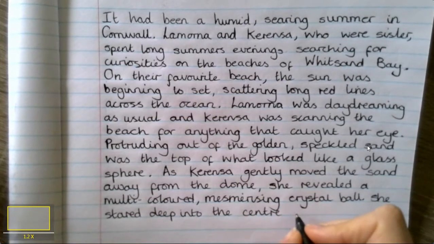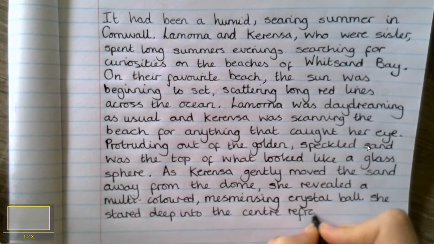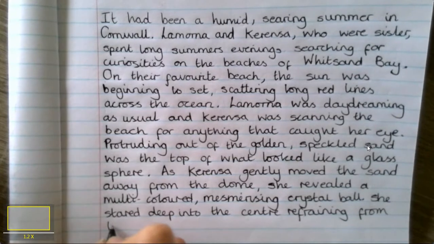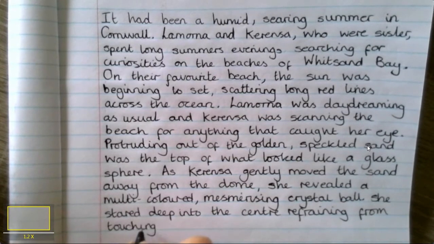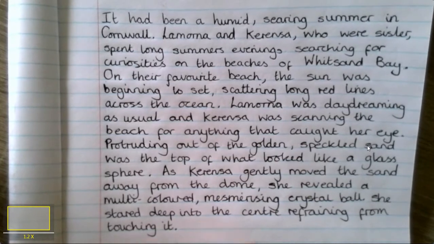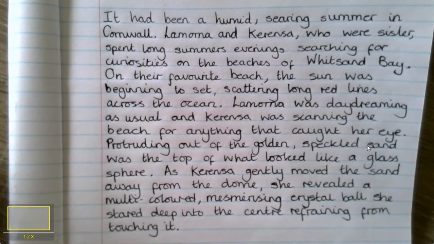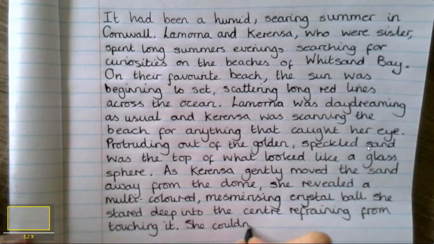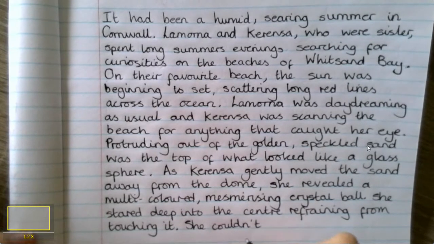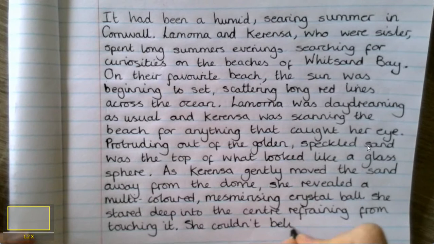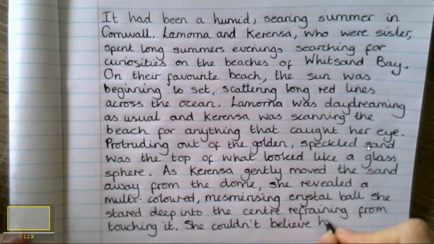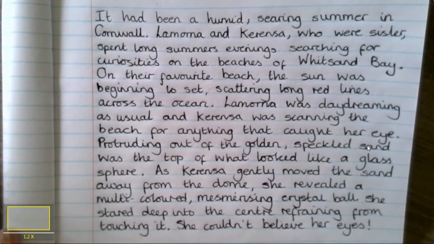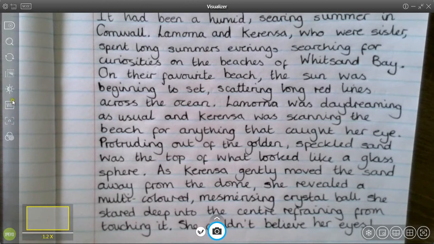I almost want to say that she didn't touch it. Let's say refraining from touching it. Oh, let's leave it with a bit of a cliffhanger and say she couldn't believe her eyes. She couldn't, contraction, apostrophe there for could not, believe her eyes, exclamation mark.